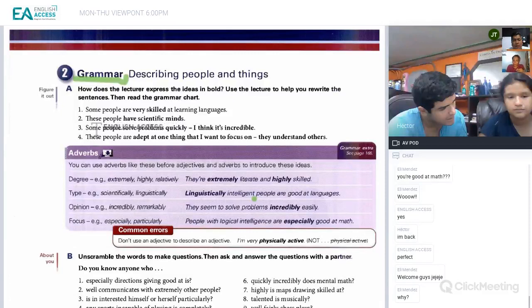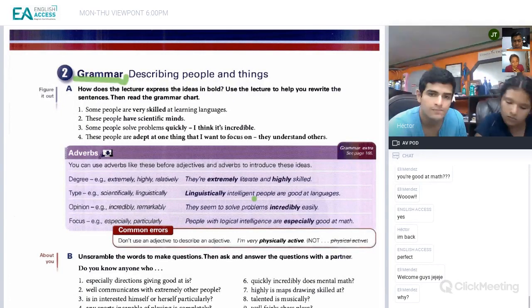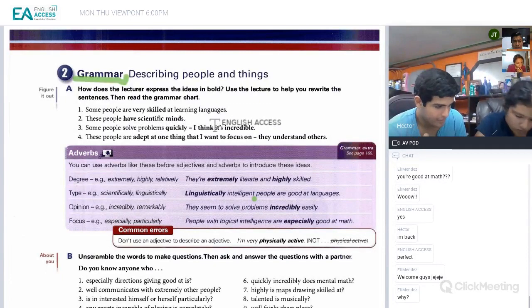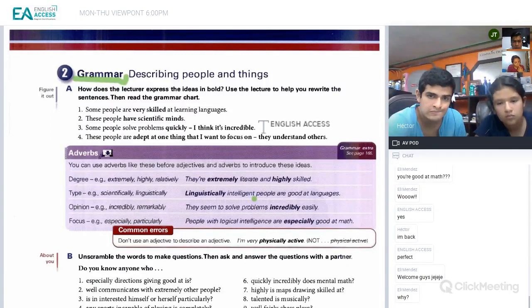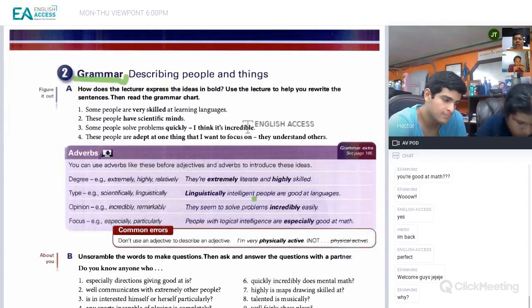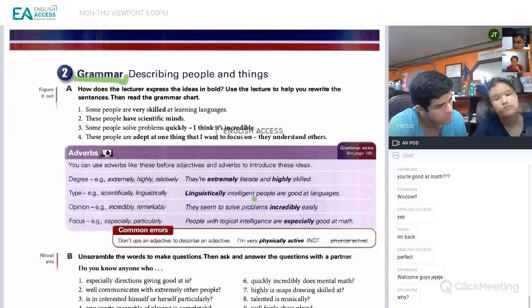Some people solve problems quickly. I think it's incredible. So what does the book say? They are efficient at solving problems and often incredibly quickly. Yes, incredibly quickly. Is that correct, guys? Yes.